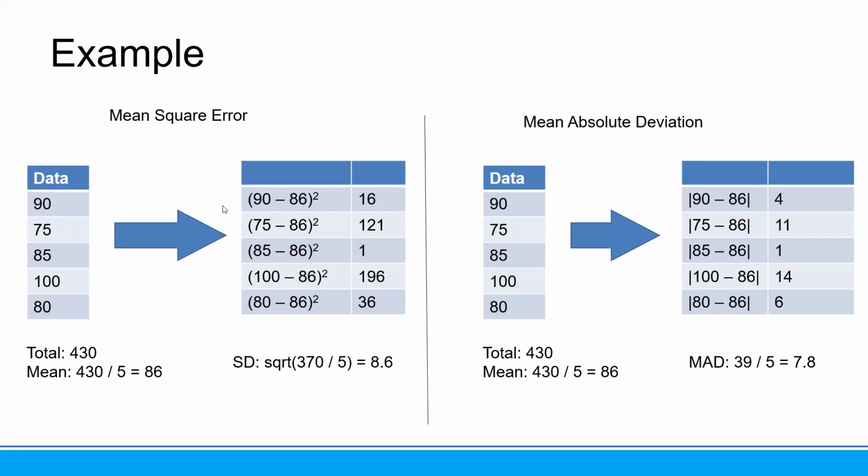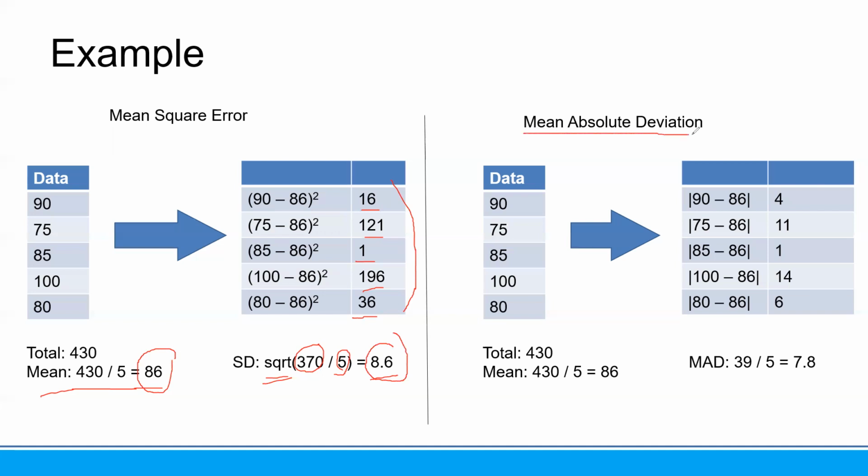This is about the mean square error. Let's say I have the data 90, 75, 85, 80. So the mean is 86. And what about the standard deviation? With the standard deviation, we have 16, 121, 196, 36, and then we take the square root. The summation is 370 divided by 5, which is the sample number, and then we get a standard deviation of 8.6. So this is the mean, and this is the standard deviation, 8.6.